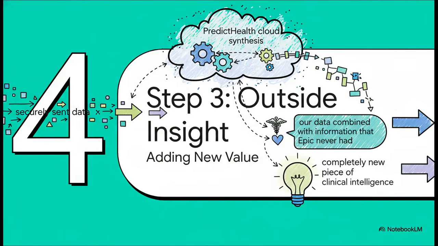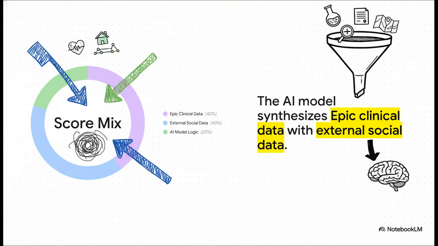Okay, step 3, the outside insight. Our little piece of data has now safely traveled to the Predict Health cloud, and this is the part where the real alchemy happens. This is where our data from Epic gets combined with brand new information, stuff Epic never knew about, to create something completely new and powerful. So how do they do it?